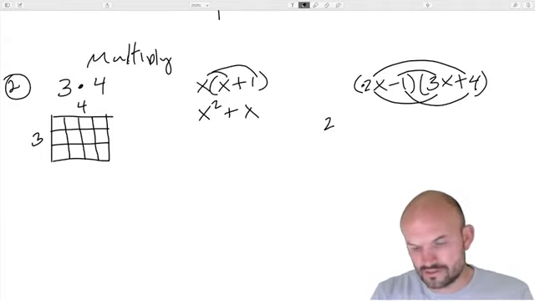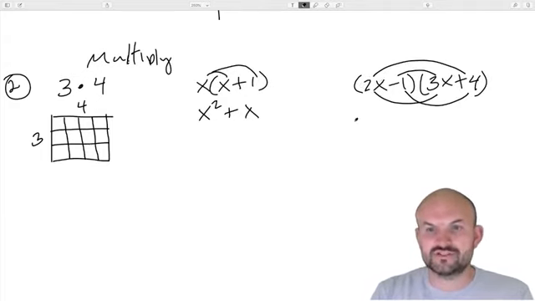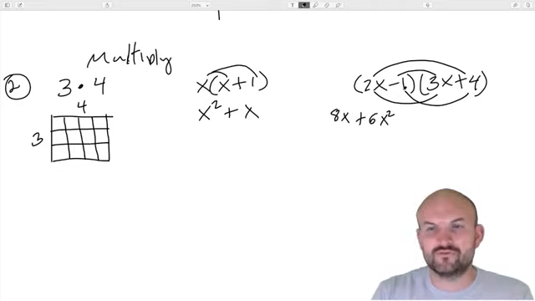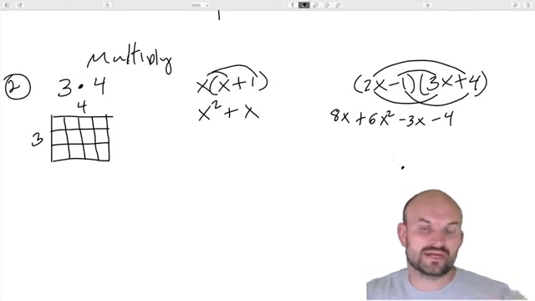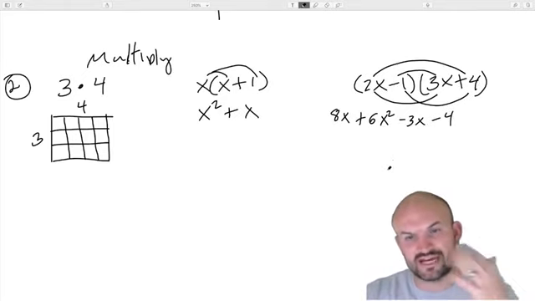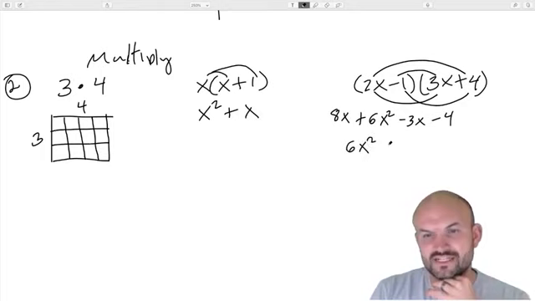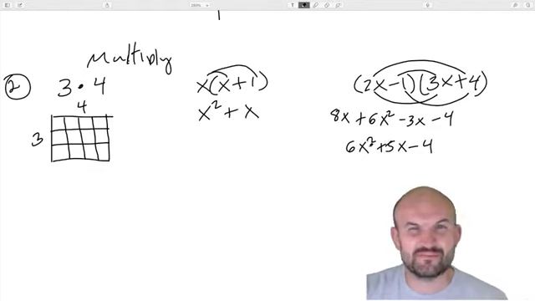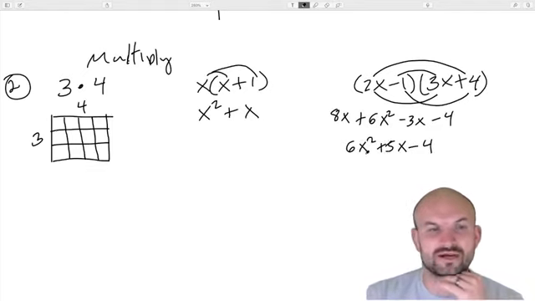So 2x times 4 is going to be 8x. 2x times 3x is going to be 6x squared. -1 times 3x is -3x. And -1 times 4 is -4. Now, we're going to write this in standard form, where we list the highest degree first and then go down in descending order. So we have 6x squared. 8x minus 3x is going to be a positive 5x, minus 4. I didn't really do that as well as I would like to, but again, it doesn't matter if they're not in order. You can just put them in order at the end.